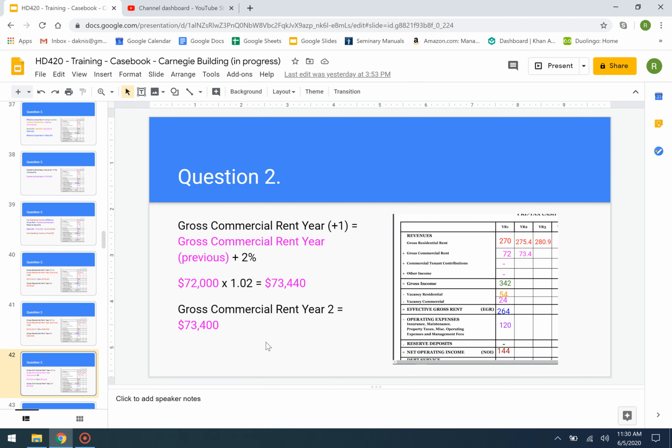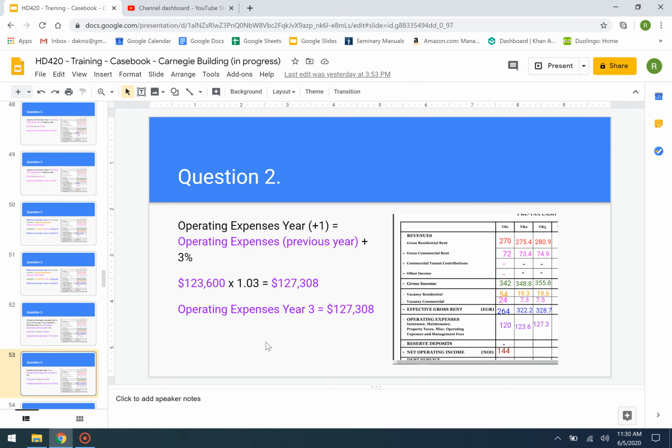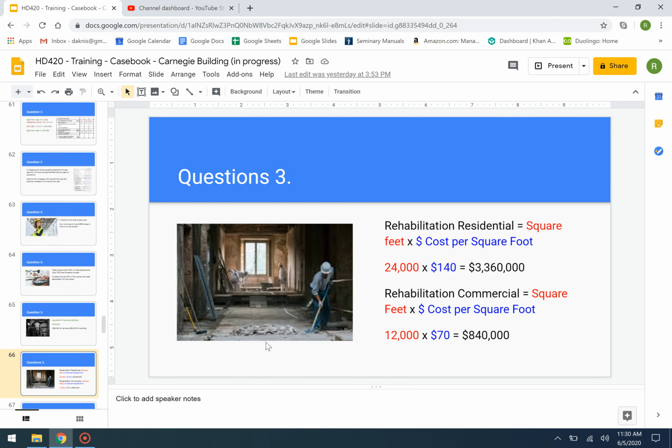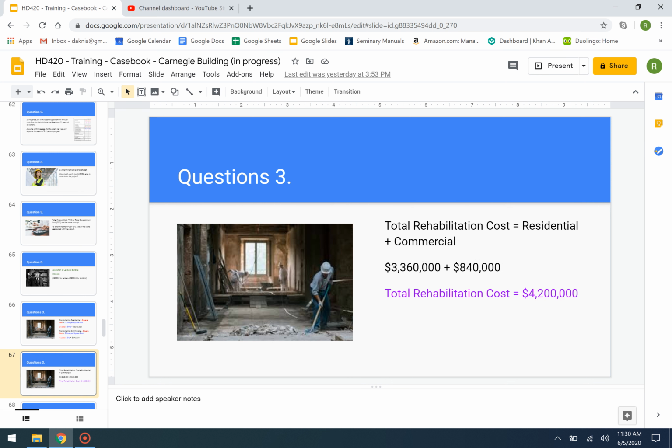So I'll go back to question 3. We've got our land and building acquisition, $100,000. We've got our residential and our commercial rehabilitation costs, and we're going to add those together to get our total rehab cost. So that's $3,360,000 for residential, $840,000 for commercial, for a total rehabilitation cost of $4.2 million.